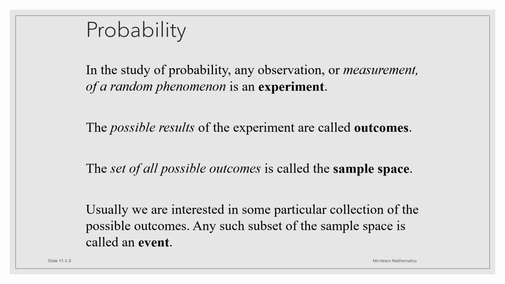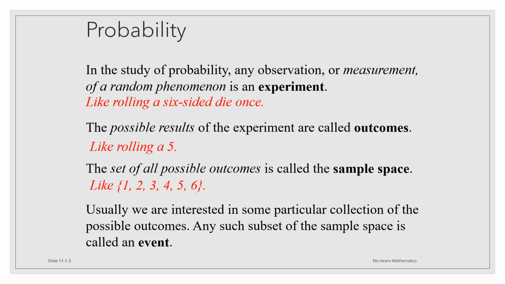So for example, the experiment might be rolling a 6-sided die one time. The possible results of that would be things like rolling a 5. These are called outcomes. So rolling a 5 is an example of an outcome. The set of all possible outcomes is called the sample space. So that would be the whole set, 1, 2, 3, 4, 5, 6. And the event that we're interested in might be something like rolling an odd number, which would include the individual outcomes 1, 3, and 5.